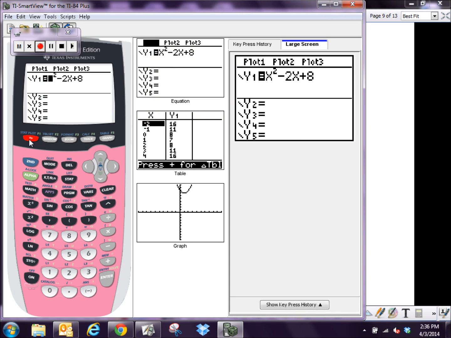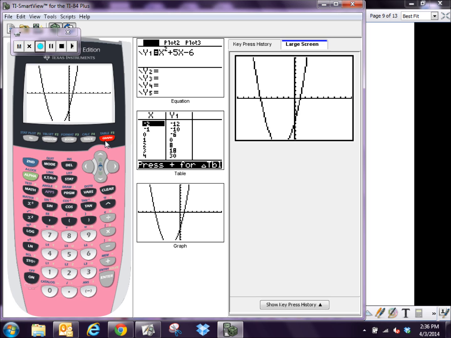So I have y equals x squared. Oops, forgot to clear that out. So x squared plus 5x minus 6. I hit graph.